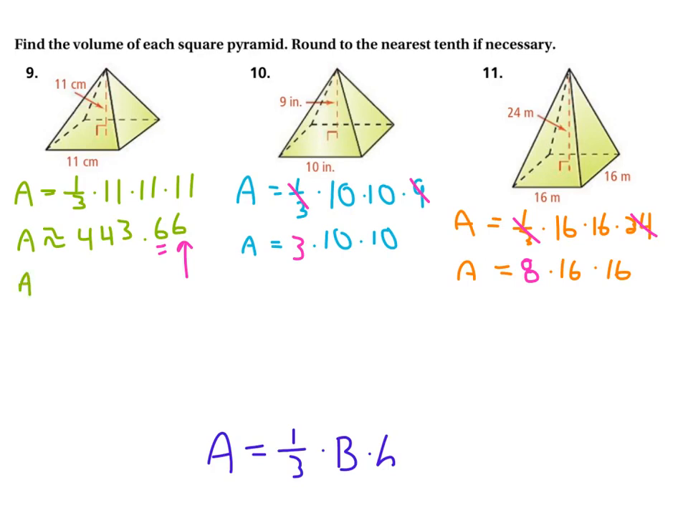So we say then, okay, then the area of this is approximately equal to 443 point, since it was 5 or higher, that 6 that I underlined becomes a 7. 443.7, and then it is centimeters cubed. Okay, that's the answer for that one.